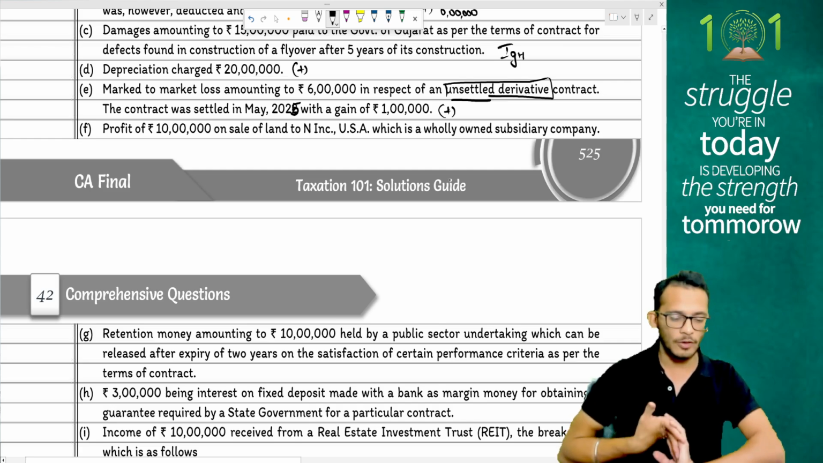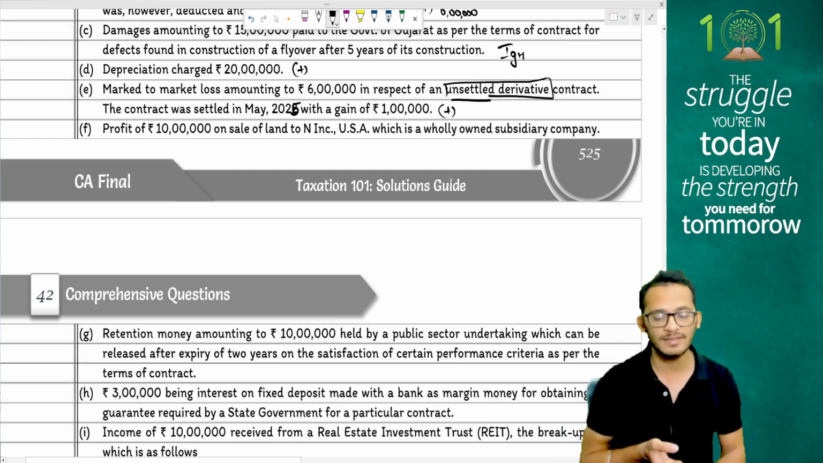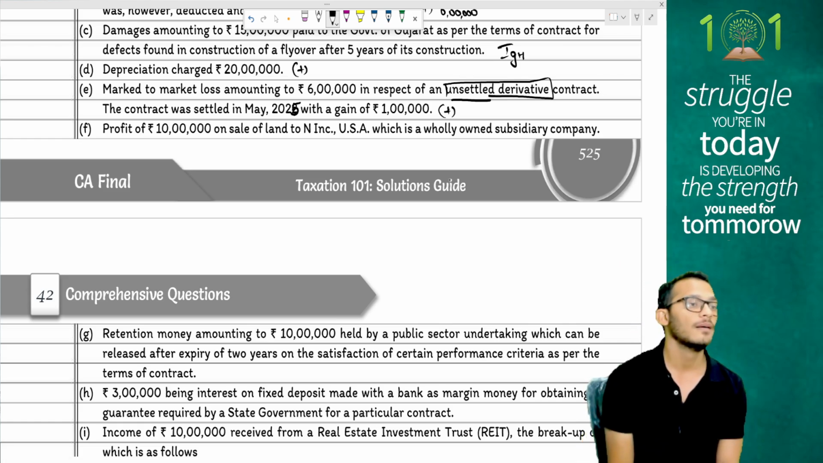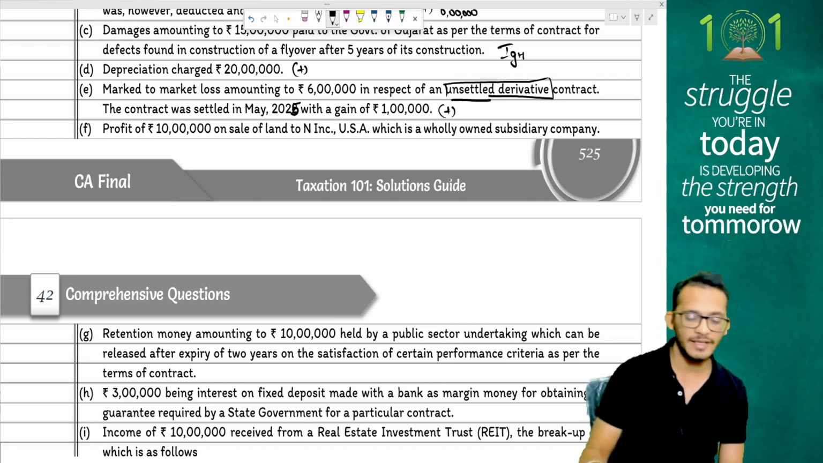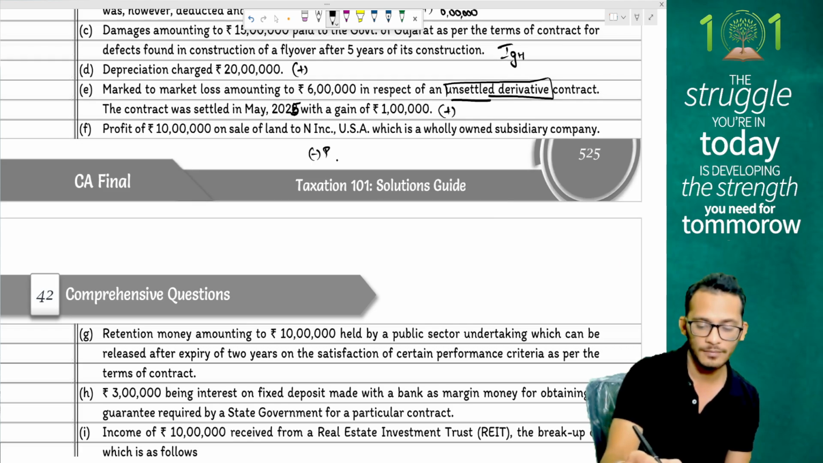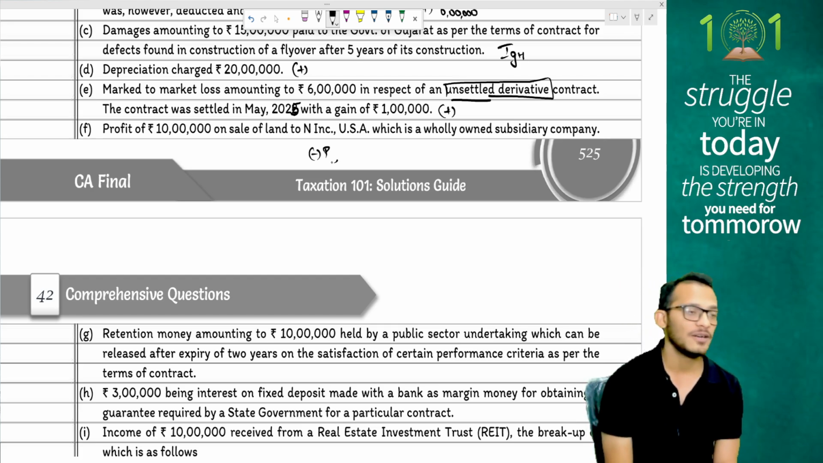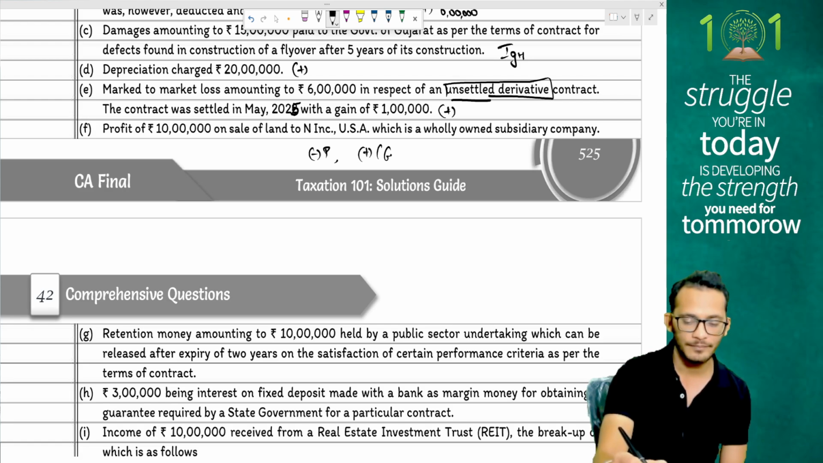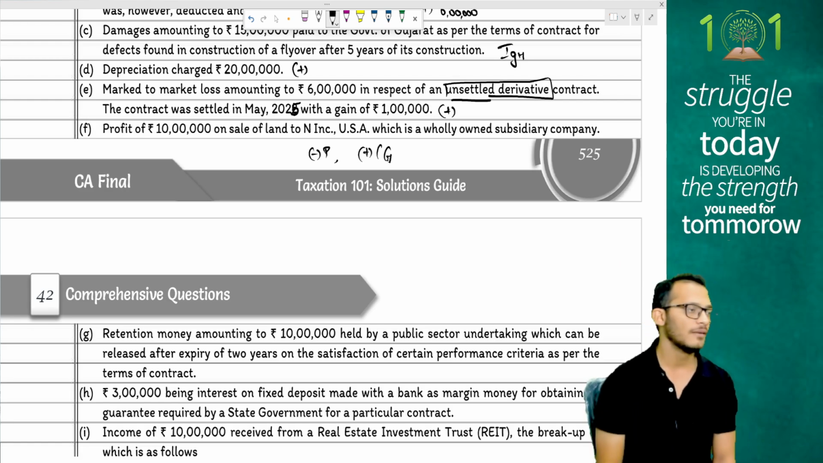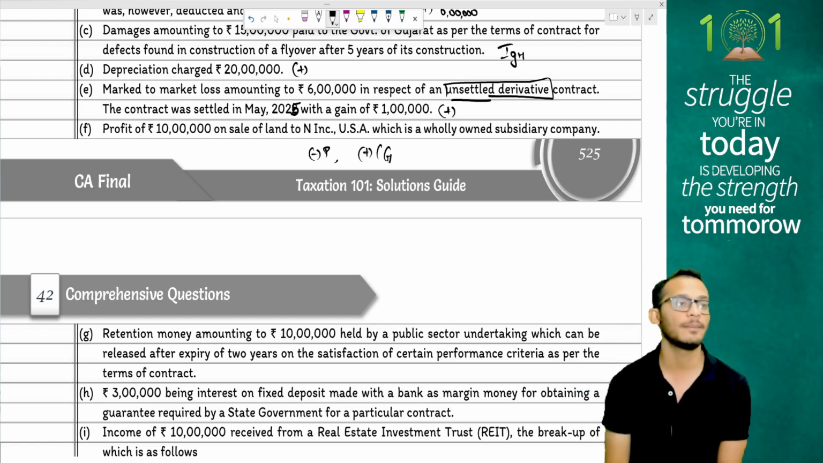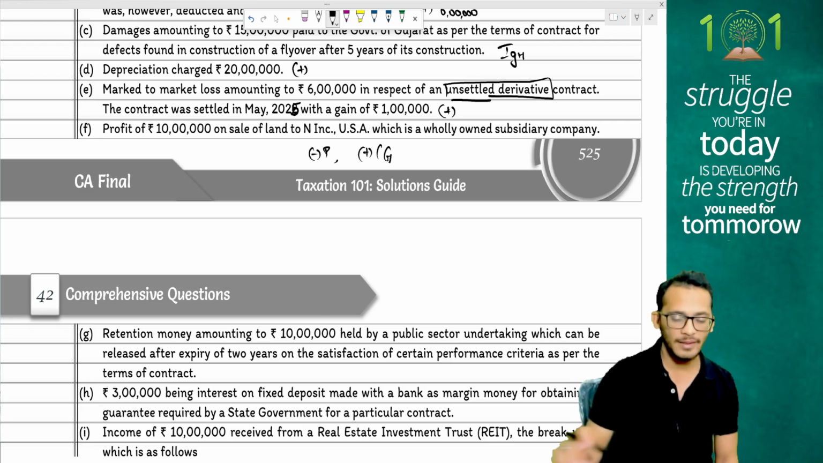Yes. Next, profits of 10 lakh rupees on sale of land to N Inc. USA, which is a wholly owned subsidiary company. First, reduce from PGBP. Good enough. In CG, for those who remember, section 47 will not apply, because the recipient entity should be an Indian company, which means it is taxable under CG. Very carefully notice the points in 47. It only applies in case the recipient is an Indian company.